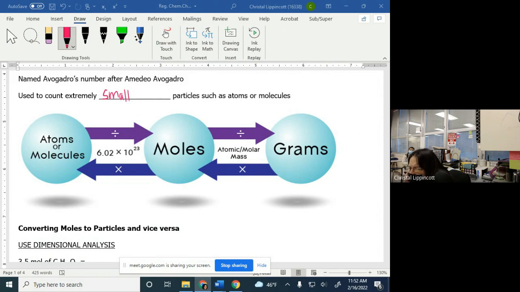There's something wrong. Hold on. This is wrong. This should be a multiplication here. Change that. That should be multiplication. And that should be division. So you take the grams and you divide by the molar mass to get to moles. So switch that around. Sorry about that.